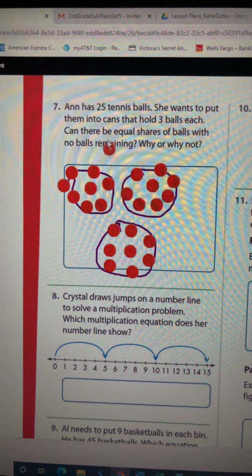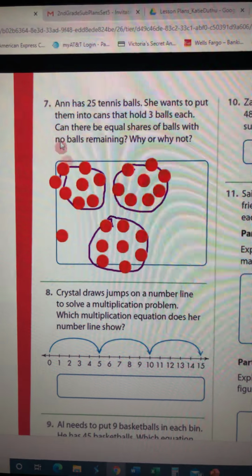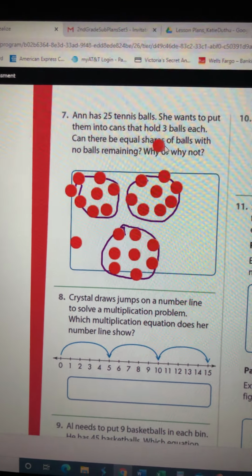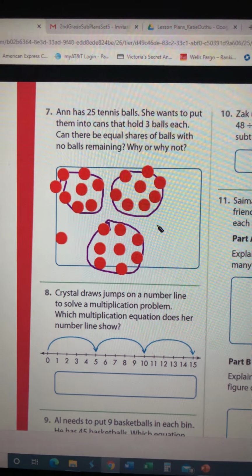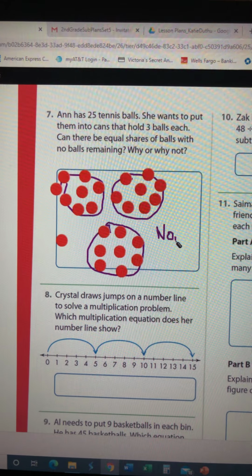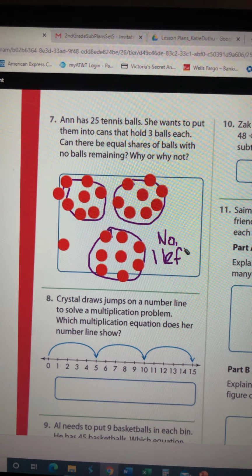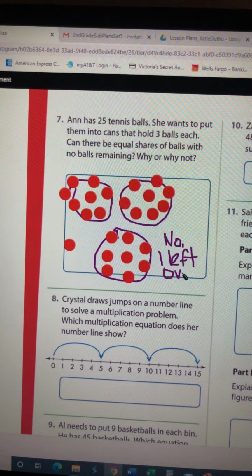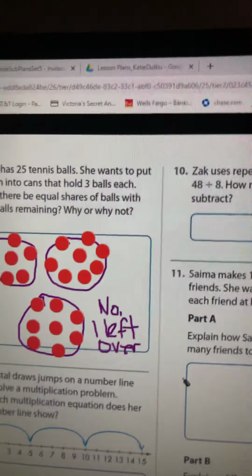Oh, I'm supposed to do 25. If I don't have 3 left, then I'm not sharing it equal, so I have 1 left over. So can there be equal shares with no remaining? No. Why? Because you have 1 left over. And this is not too easy to write with a little marker, dude. Ta-da! I would not be writing anything.